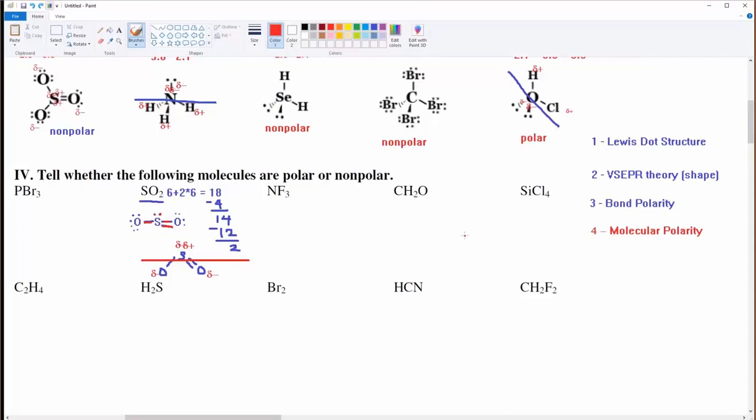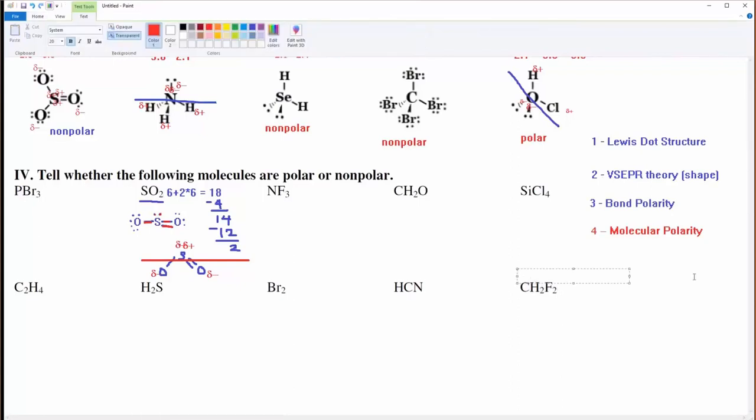Okay. Let's do CH2F2 because it's got several different atoms there, okay? So help me with CH2F2. We've got to do step 1, draw the Lewis dot structure. So what do we need to do there? Count electrons. Great. How many do I have? Good. 4 from the carbon, plus 2 from each hydrogen, plus 7 from each, I should say 2 times 7. 7 from each fluorine, 14, 15, 16, 20. Perfect.